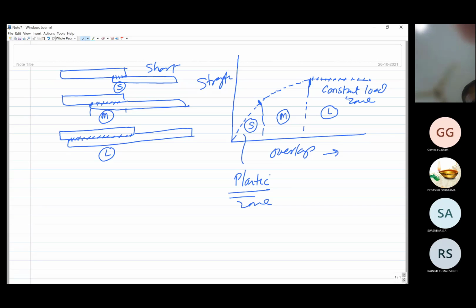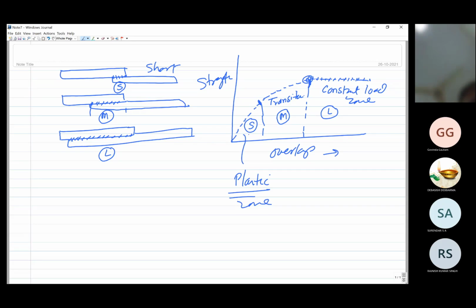Okay, what about this constancy in the strength? About that I will talk a little later. So here, with the increase of overlap length, the constant load zone is achieved. In between we have the transition zone. Okay, so maybe it is good up to this stage of having the overlap length.